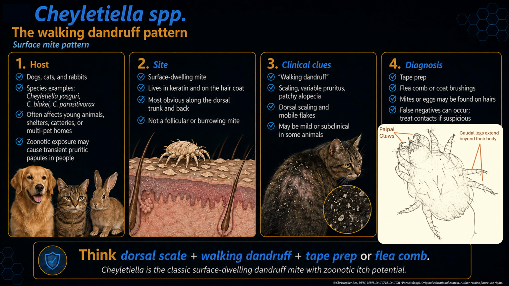Cheyletiella also has a zoonotic itch potential. People may develop transient pruritic papules after exposure, but humans are incidental hosts, not the main host. Morphologically, the big clue is the prominent palpal claws. They give Cheyletiella a very distinctive look, almost like a tiny sci-fi villain built entirely out of hooks and bad intentions. So the pattern is dorsal scale plus walking dandruff plus tape test or flea comb. If the dandruff looks like it's trying to leave the patient on its own, Cheyletiella belongs on the list.